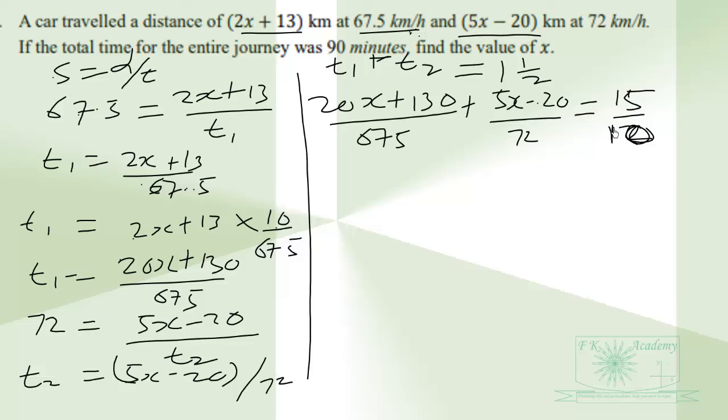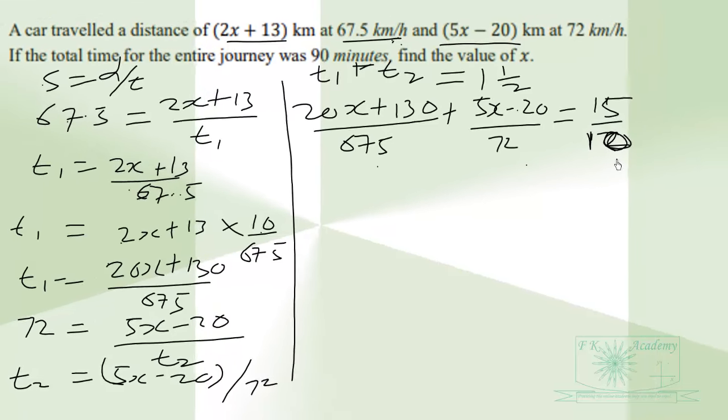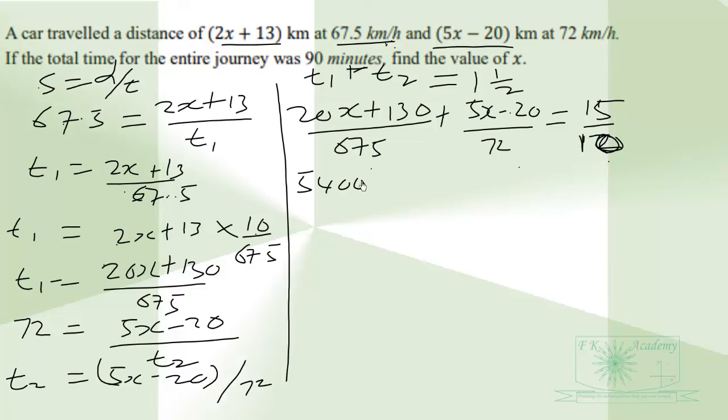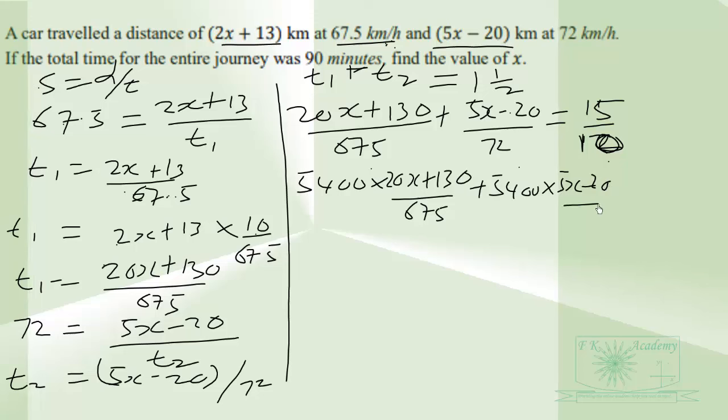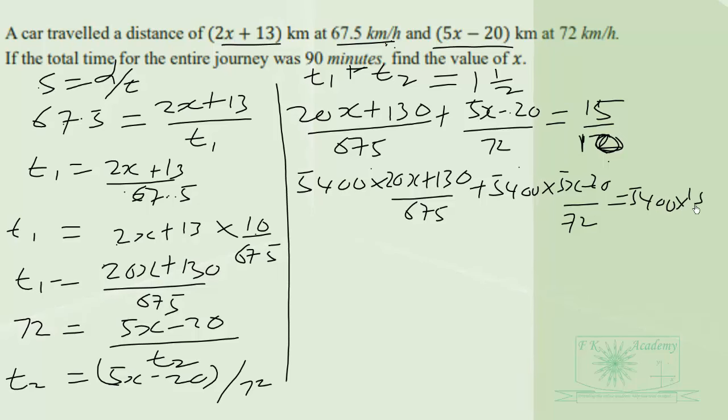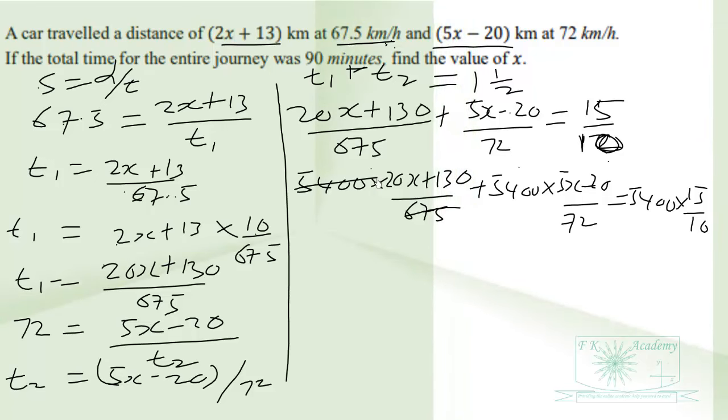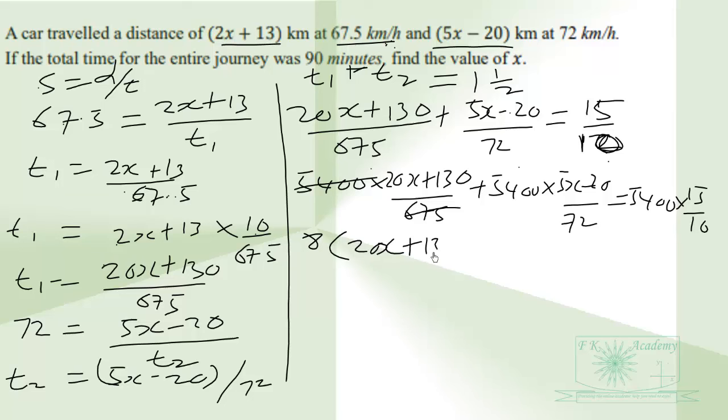1.5 is 15 over 10. So we find the LCM of 675, 72, and 10, and that will be 5,400. So we multiply through by 5,400. So 5,400 times 20x plus 130 over 675, then plus 5,400 times 5x minus 20 over 72 is equal to 5,400 times 15 over 10. So 675 will go into 5,400 how many times? 8 times. So we have 8 into bracket 20x plus 130.